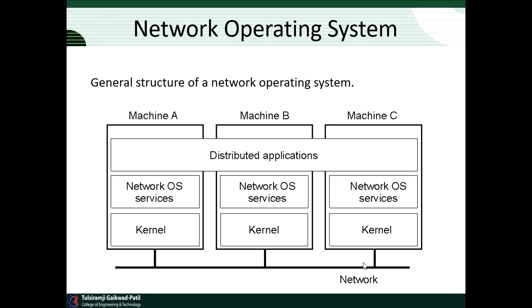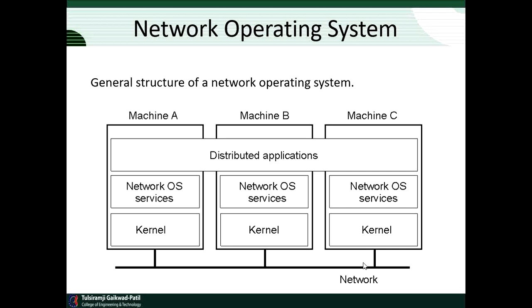Here distributed application programs are working with all the machines, means all machines have the distributed applications, and they are working with those applications of a distributed system, and both are connected through the network. Here we are using the network operating system, and the distributed system is working on the network operating system.